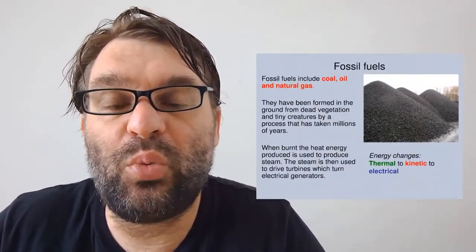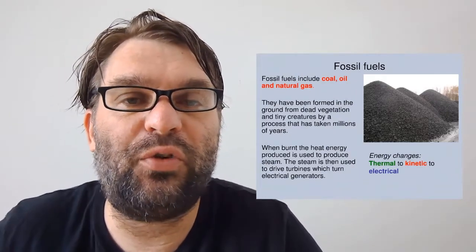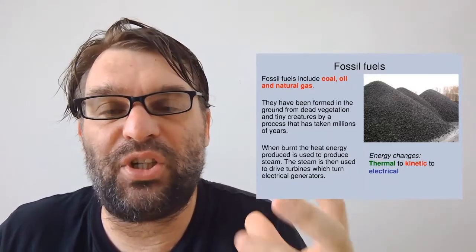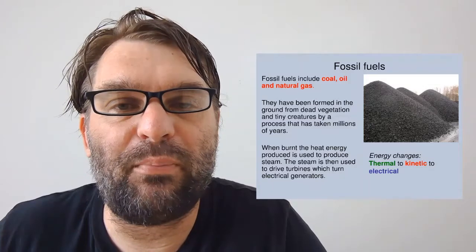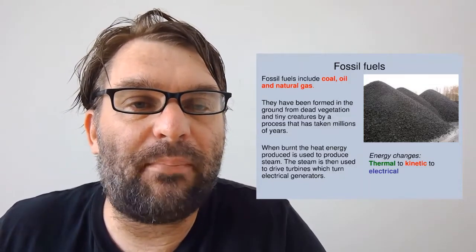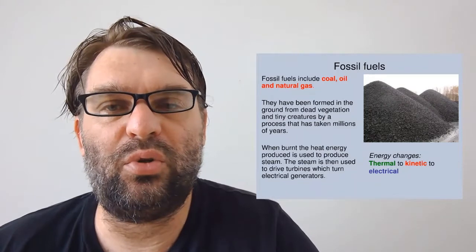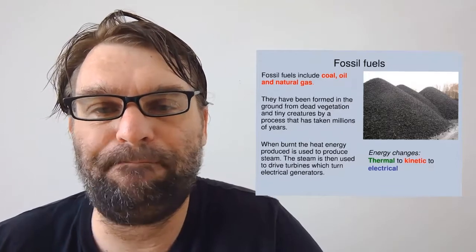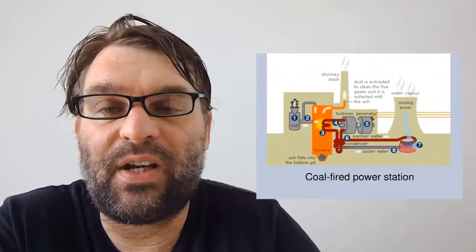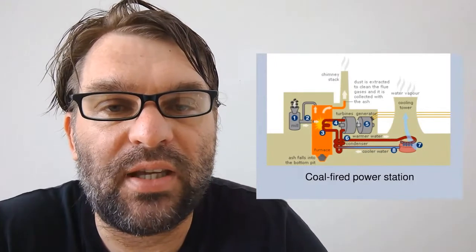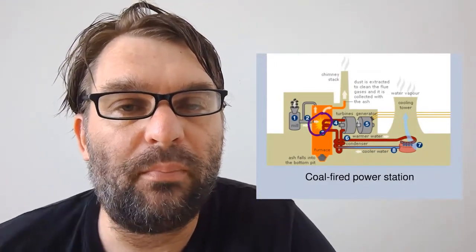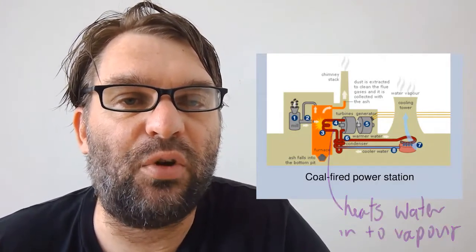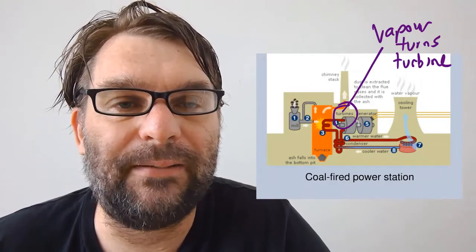Then we have fossil fuels, which are non-renewable. Okay, so fossil fuels are your coal, your oil, your natural gas, and basically they're caused by the decomposition of animal life and plant life over millions of years. And basically what happens is you're burning the fossil fuels to turn a turbine, again, which is then converted to electricity through a generator. And this is an example of a coal-powered fire station. So you can see that you're burning the coal, which produces a gas, which turns the turbine, and then that is converted into electricity through a generator.